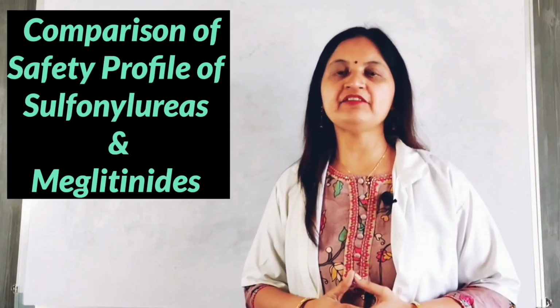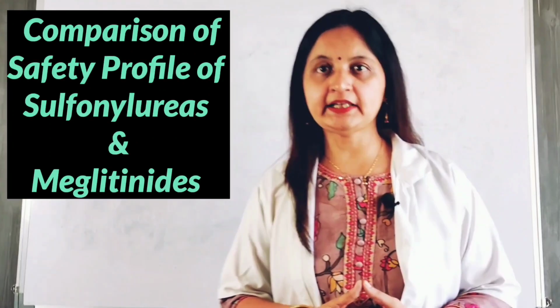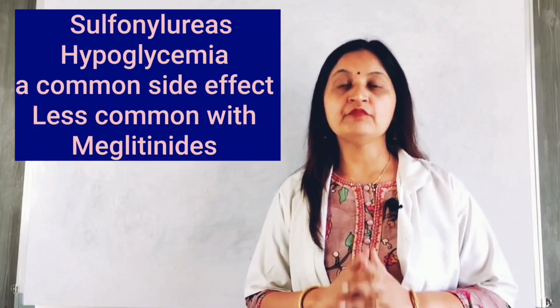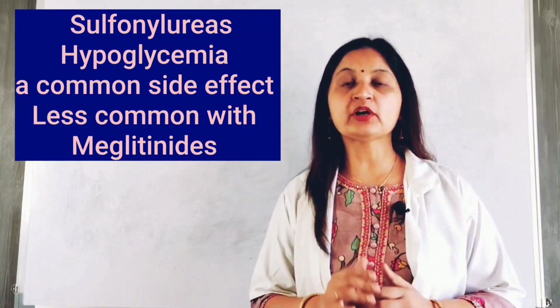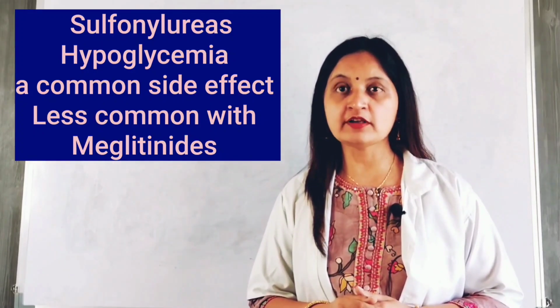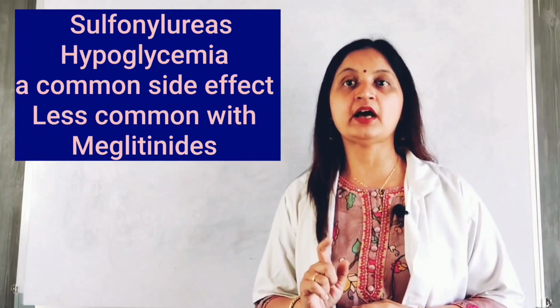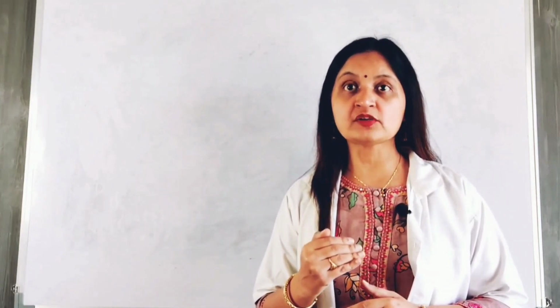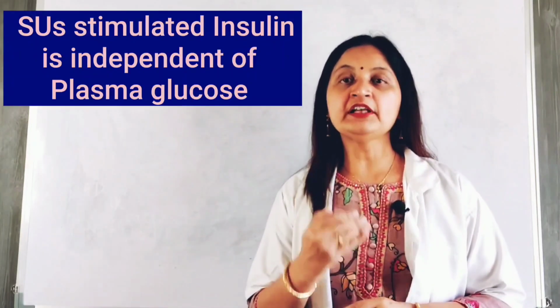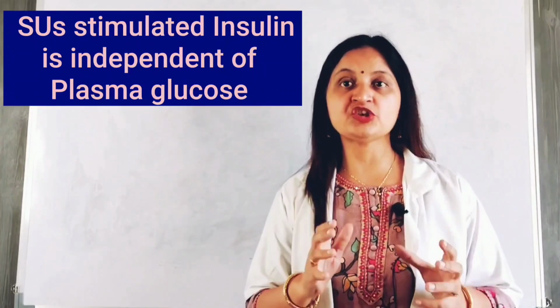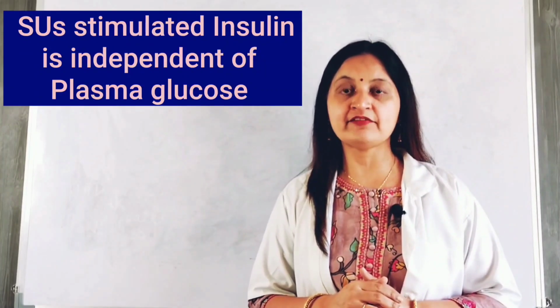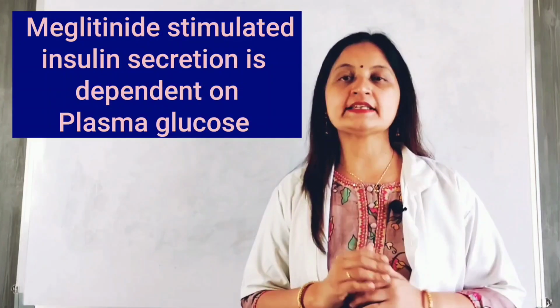So now let's compare the safety profile of sulfonylurea and meglitinide derivatives. The commonest side effect of sulfonylurea is hypoglycemia, which can be profound, and severe episodes may require hospitalization. Hypoglycemia is common with sulfonylureas because the insulin secretion by sulfonylurea is independent of plasma glucose levels. So even if the plasma glucose levels are low, sulfonylureas stimulate the pancreatic beta cells to increase the secretion of insulin, which further reduces the blood glucose levels, causing hypoglycemia as a side effect.